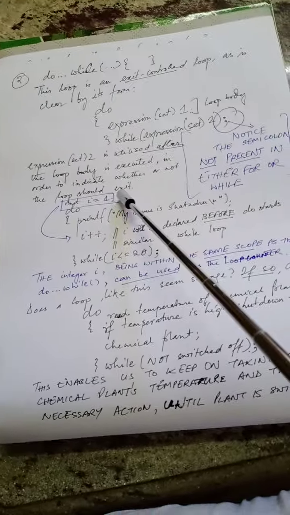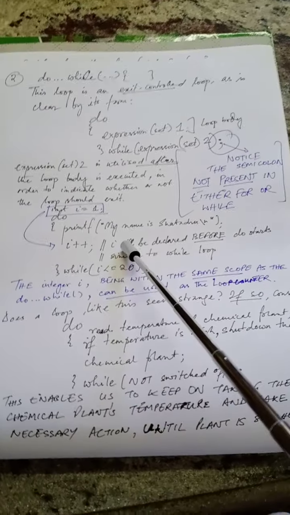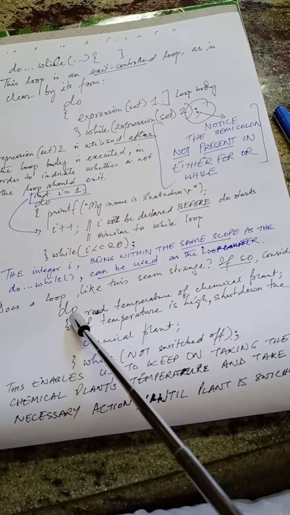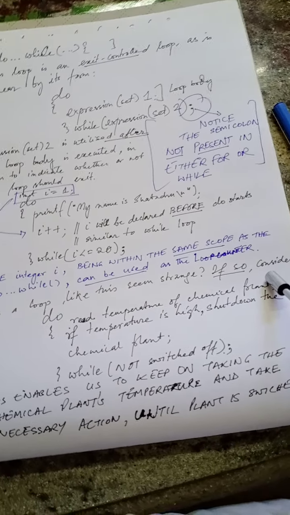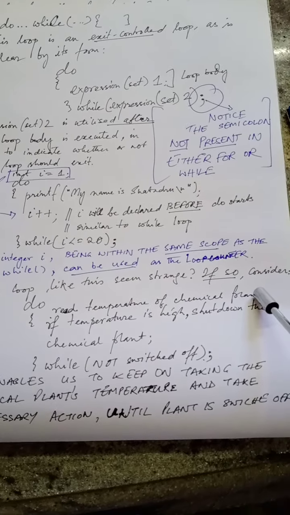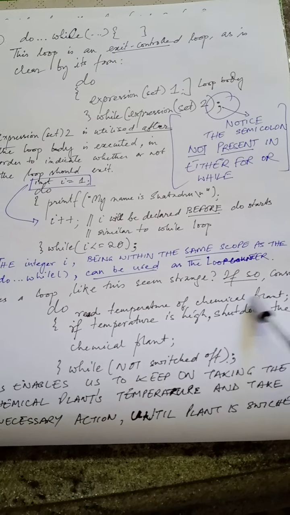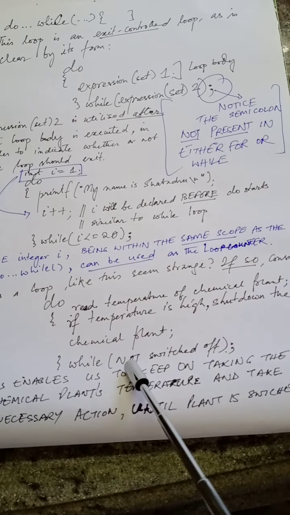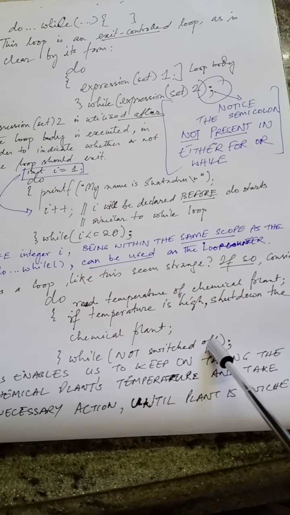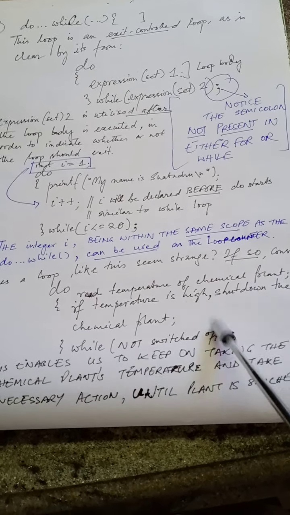So you see, does a loop like this seem strange to you? If it does, then look at this. So I've got a small algorithm here. Do read the temperature of a chemical plant. Let us say that we are operating a chemical plant. Read temperature of the chemical plant. If temperature is high, shut down the chemical plant and do this until the chemical plant is not switched off. So it makes sense, right?